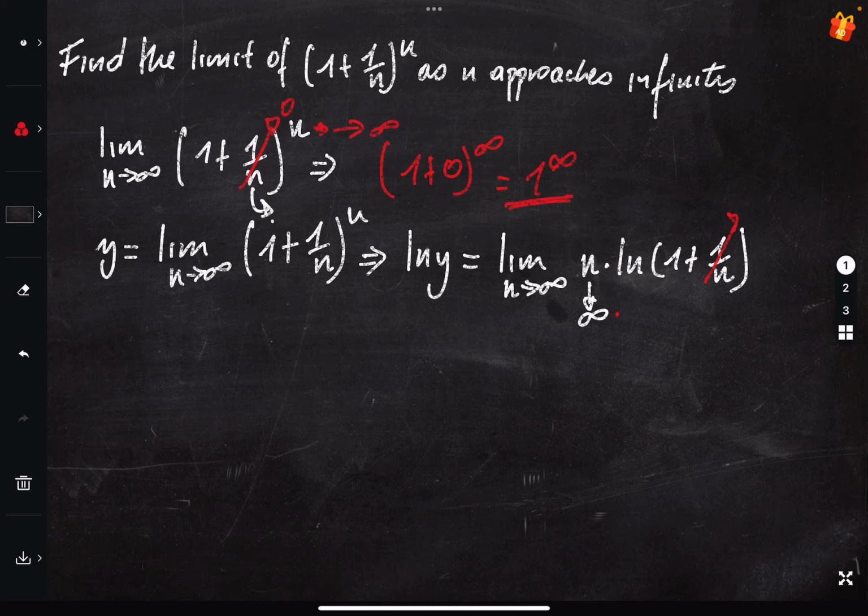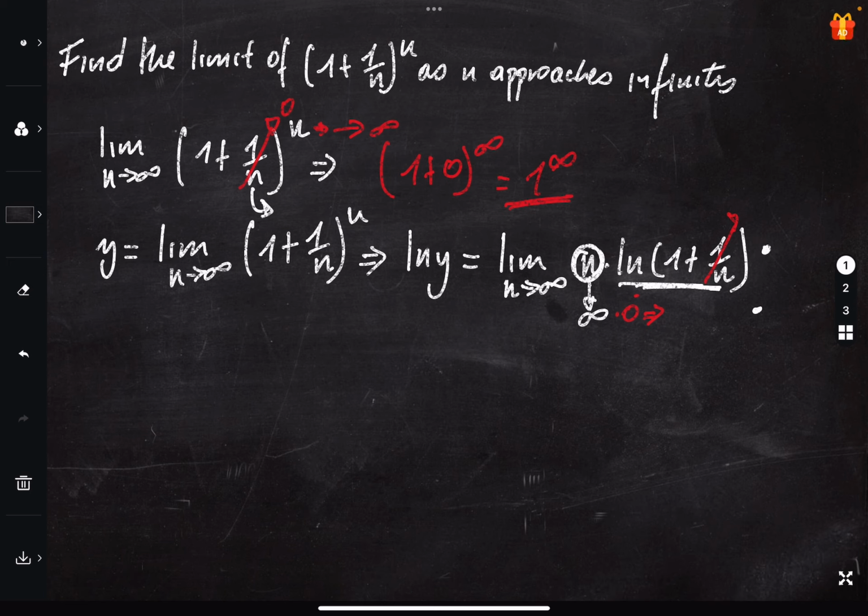So I end up with another indeterminate form, whereby I have infinity times 0. So I'm going to rewrite this whole thing in a way that I can use L'Hopital's rule. I'm going to rewrite this n so that it comes in the denominator, so that I can take the derivative of the top and the bottom. That's what L'Hopital's rule says.